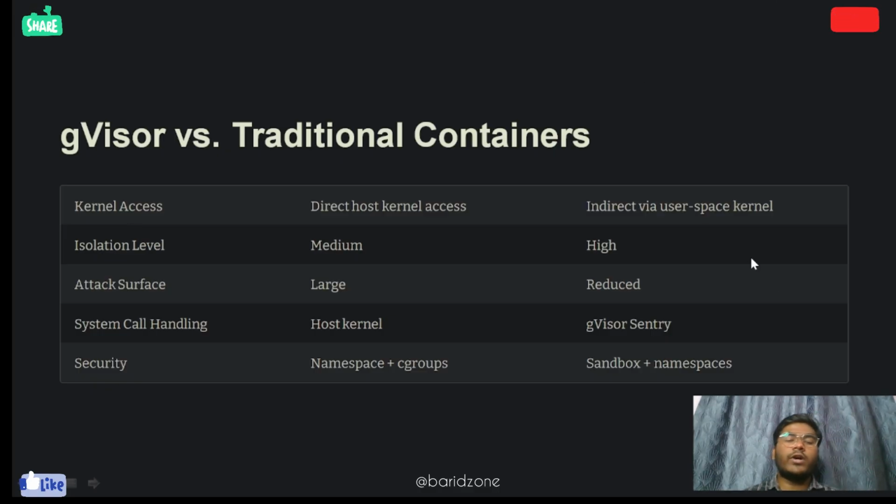Let's take a look at slide 7: gVisor versus traditional containers. In traditional containers, applications run on the host kernel using namespaces and cgroups. In gVisor-based containers, the application interacts with Sentry instead of the host kernel. This provides better isolation, improved security, reduced risk of kernel exploits, and a safer multi-tenant environment. So gVisor is widely used in public cloud platforms and serverless environments.